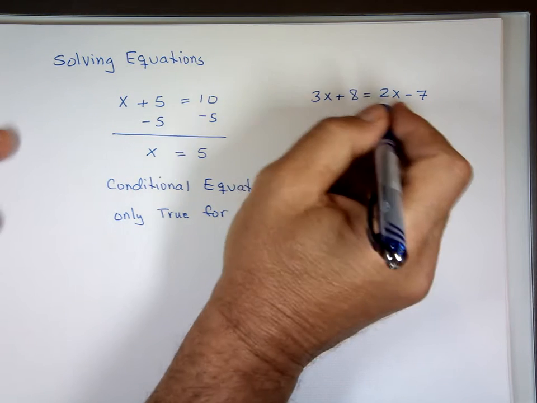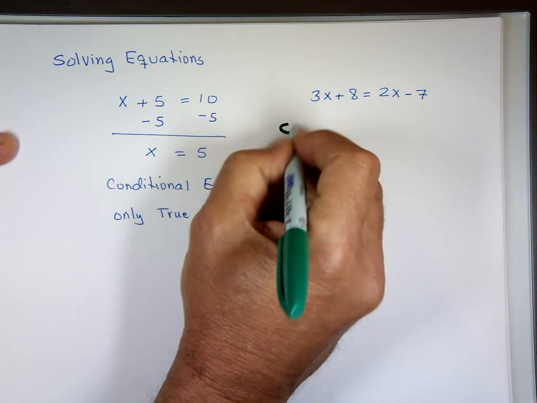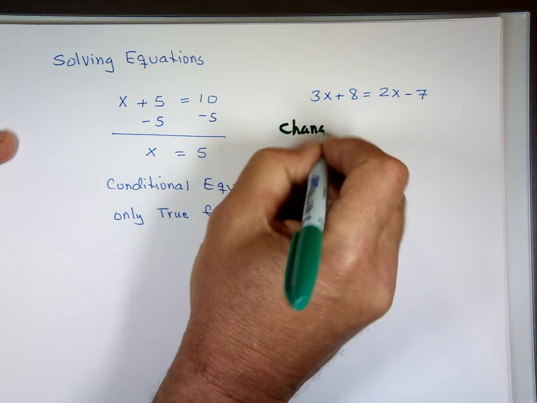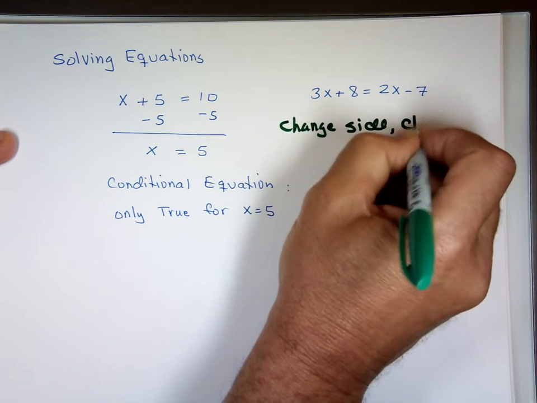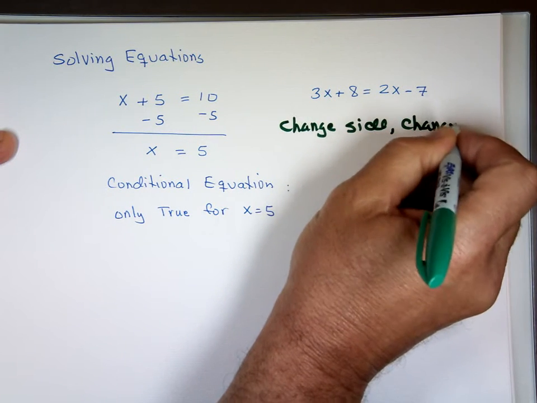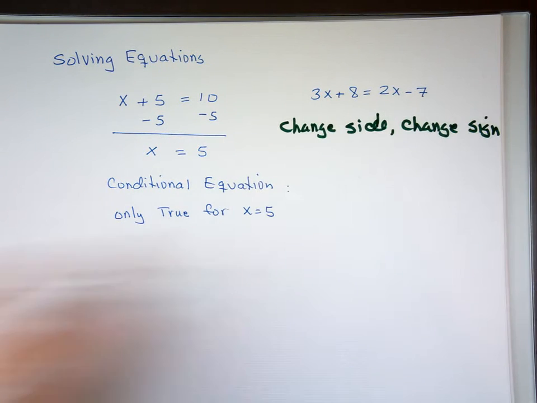So I'm going to move that 2x to this side. Instead of subtracting numbers and all that, I use change side, change sign. That's easier for me, especially when you have multiple movements. These are my phrases. I made them up. You'll never find them in a math book. Change side, change sign.